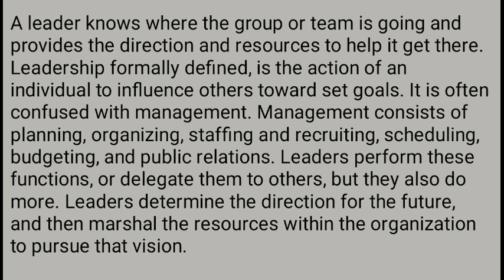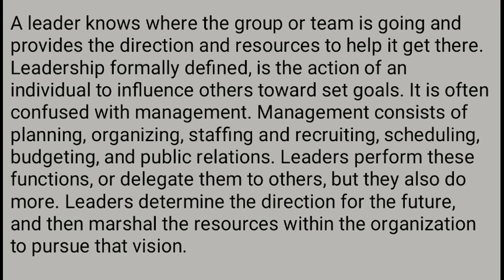A leader knows where the group or team is going and provides the direction and the resources to help it get there. The leader knows where he or she wants to take the group or team, where the group is standing at present, in the current situation, and then where they need to go. So the main role of the leader is to provide the direction and the resources to help achieve the goal or the aim.